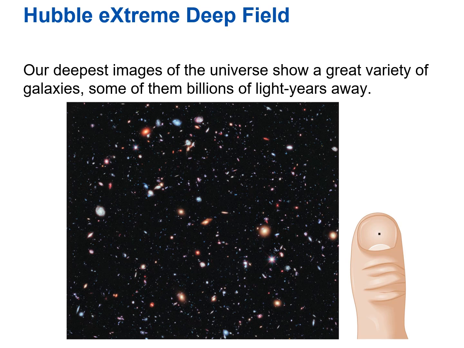This picture is from the Hubble Extreme Deep Field, the HXDF. Our deepest images of the universe show a great variety of galaxies, some of them billions of light years away. Now you see this picture here, and next to it a thumb with a little dot on the thumbnail. What this represents is that picture is a very, very small portion of the sky. In fact, if you hold your hand out at arm's length, then that little dot shown on the thumbnail is the size of that picture of the sky.